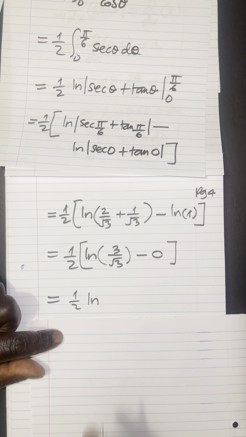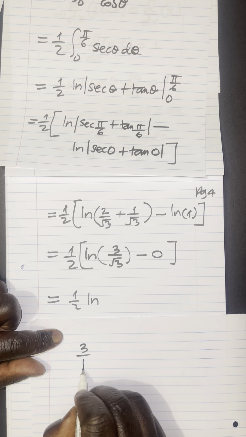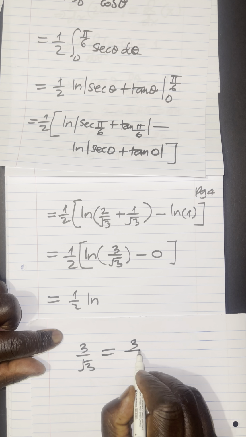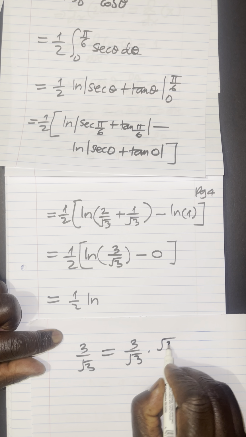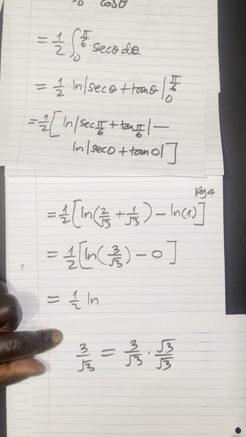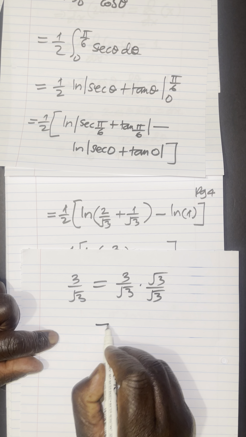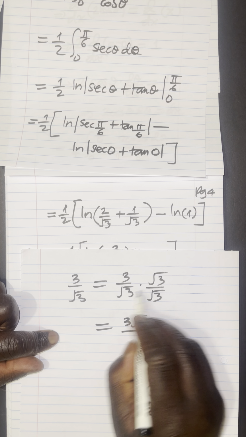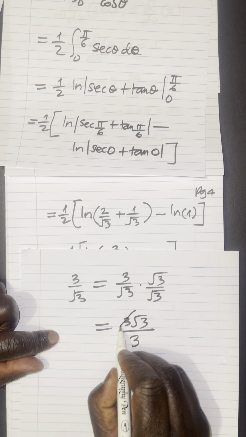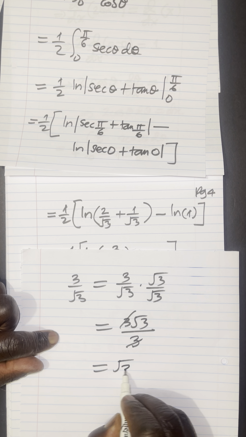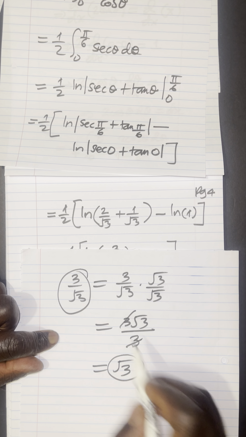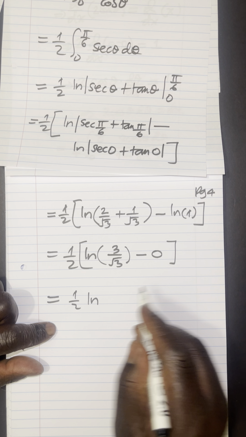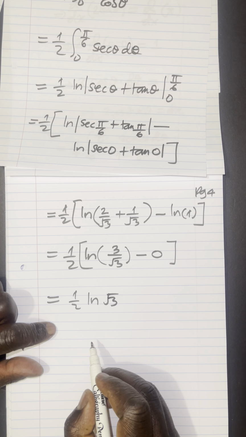So I want to simplify this part here. 3 over root 3 is the same as 3 over root 3 times root 3 over root 3. Rationalization of the denominator, remember? So the numerator will be 3 root 3 all over, this part here is actually just 3, and this cancels. So the answer is root 3. So 3 over root 3, the answer is root 3. So this is root 3.